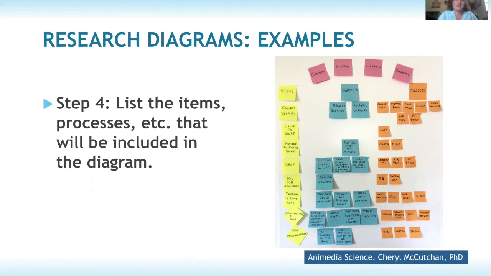And so for this, again, you can see the color coding I'm using in my initial list. My steps are going to be in yellow, sub-steps are blue, and the objects are orange. And so that helps me keep that sense of what is what when I start rearranging these.